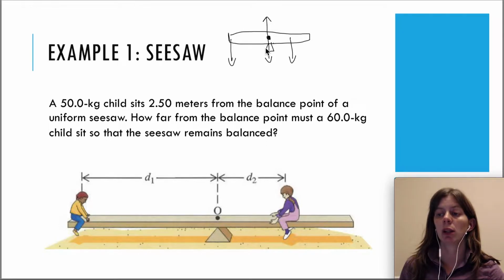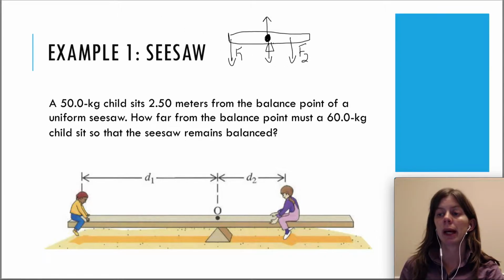So now we have to pick the pivot point. Well, we don't know anything about the weight of the seesaw or the normal force, so we're going to pick the pivot point right here in the middle. And so these forces will produce no torque, so we don't even care about them. We have F1 over here to the left and F2 over here.